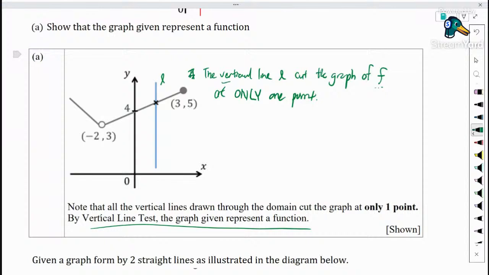And take note, it's the vertical line, not vertical line test. The whole process is the vertical line test. But the tool that we use in the explanation is the vertical line. So there goes the answer.